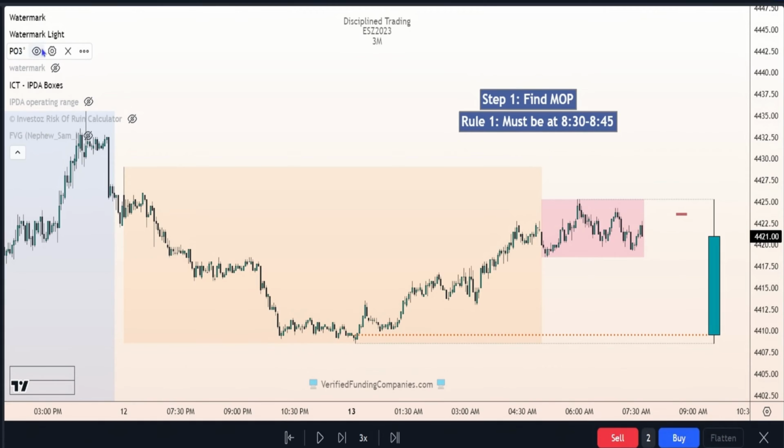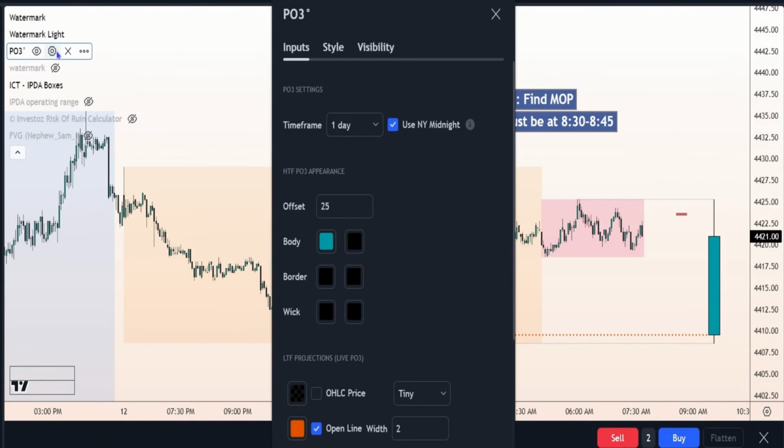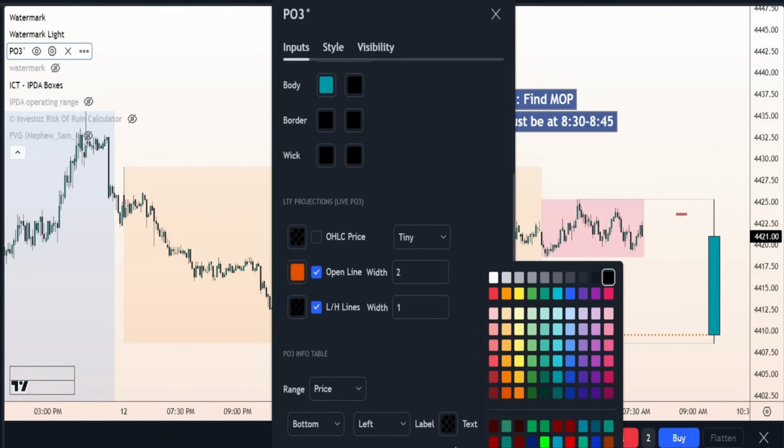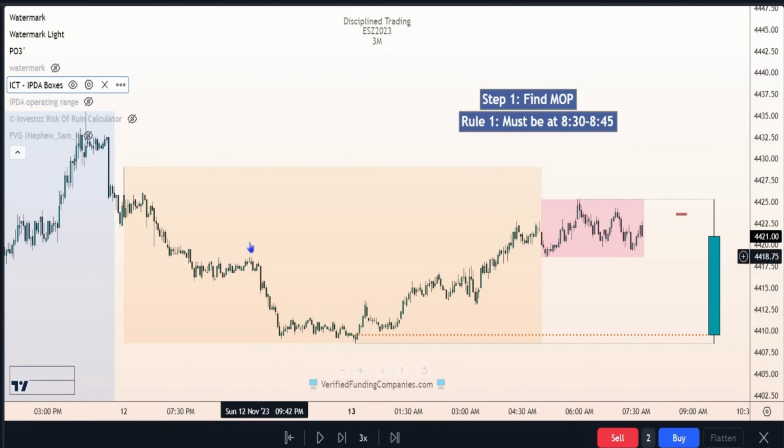So it will show up as PO3 on your chart. Go ahead and push the settings and change it to a time frame of 1 day. Click use midnight opening, and then only have this one clicked and this one clicked, and show the range in price. Then bottom left, that's this thing, else it will be on your chart super big and annoying. And then turn the labels and the text off on the opacity. But so now you got that one.